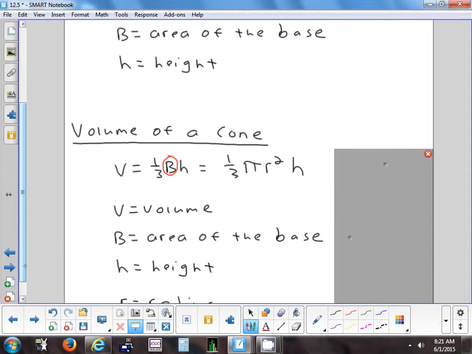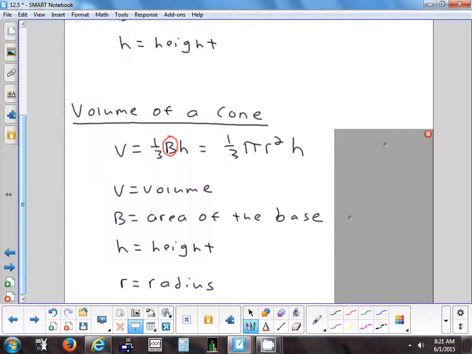The letters stand for exactly the same things they did before. B is area of the base. H is height. R is radius. Keep in mind, especially with the pyramids, if you've got a shape that we don't know the formula for, we have to look it up. Squares you should be able to do. Rectangles, you should be able to do those. Hexagons, you got that one. Equilateral triangles, you also have that one. So if the shape was an octagon, we don't know that one. We'd have to look it up.